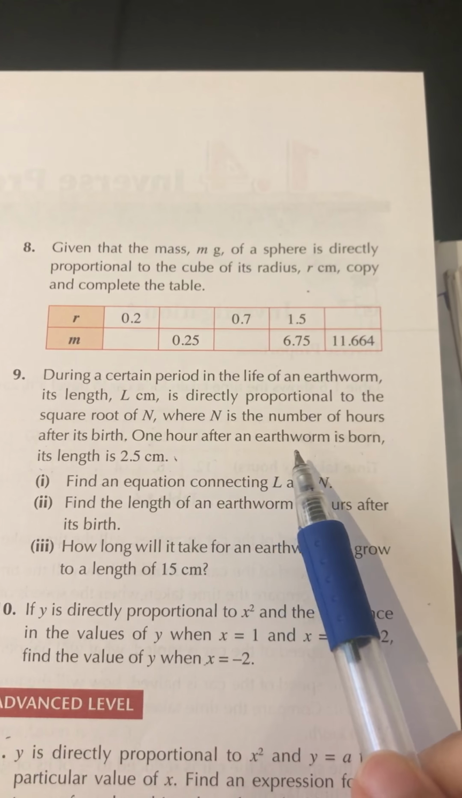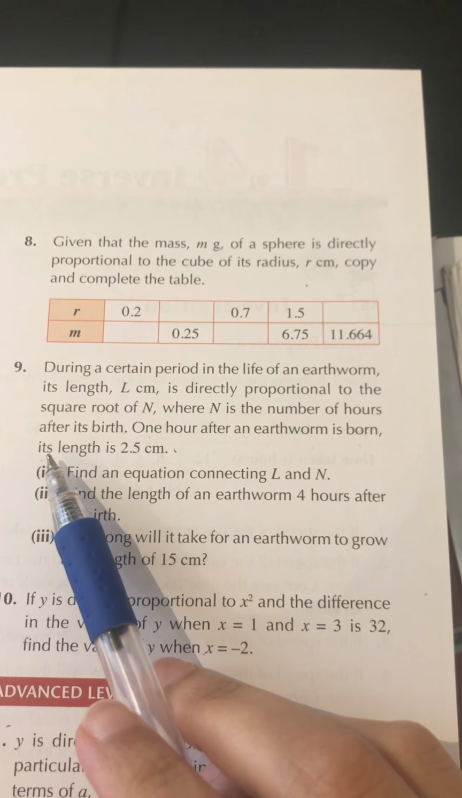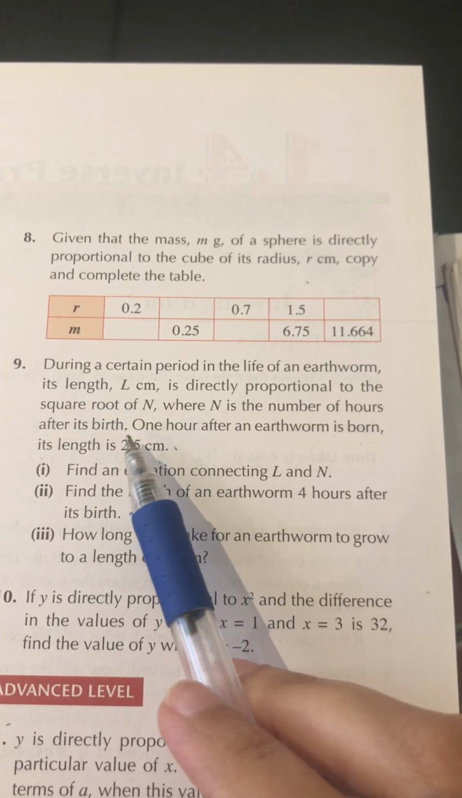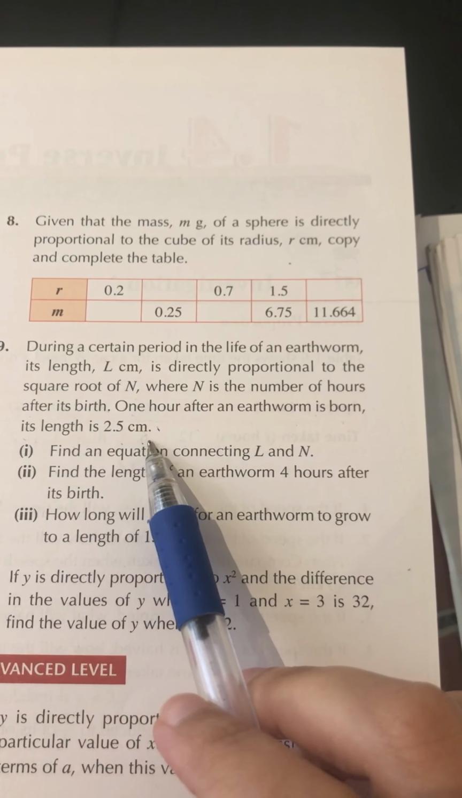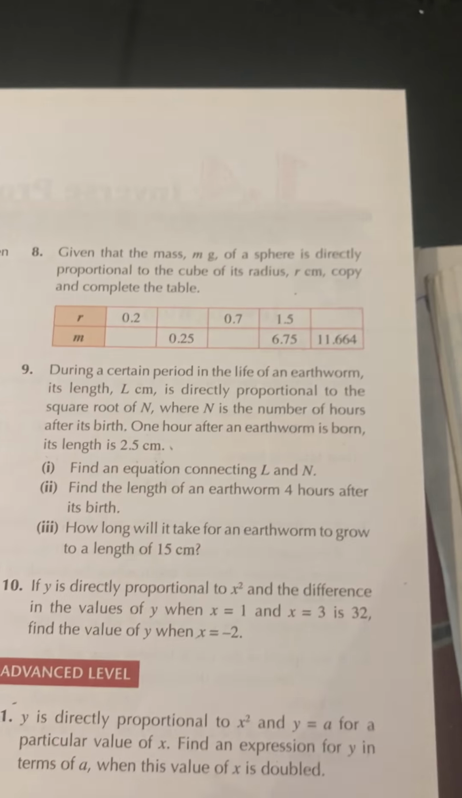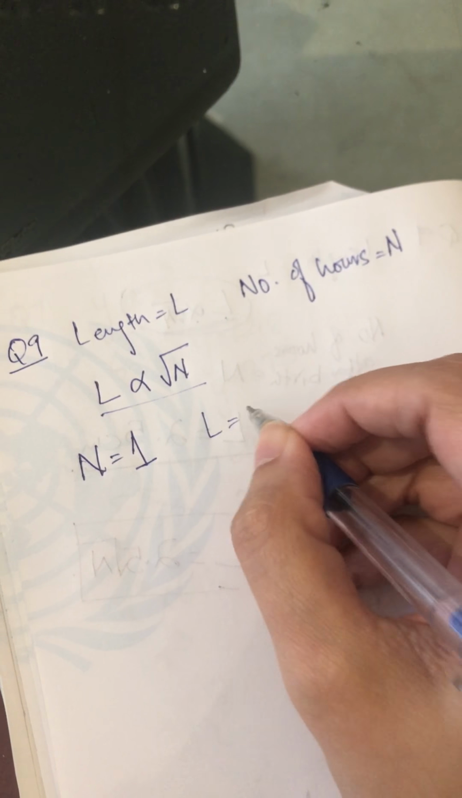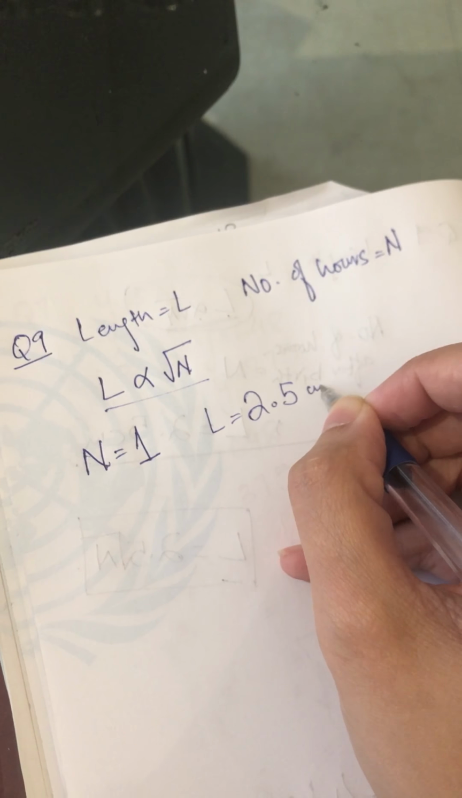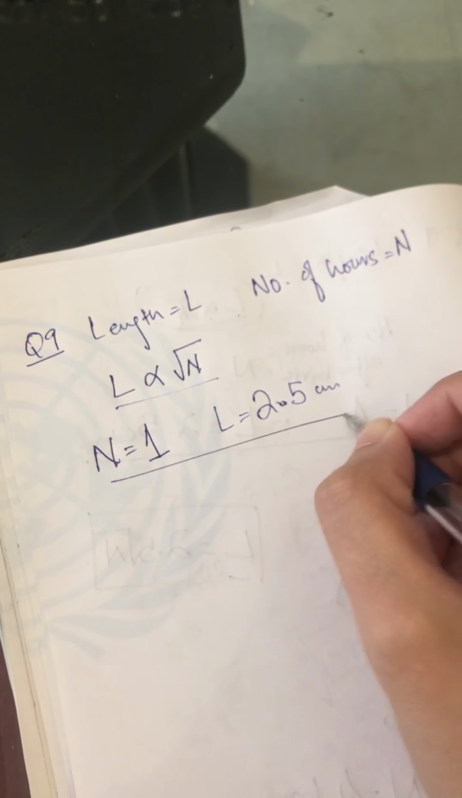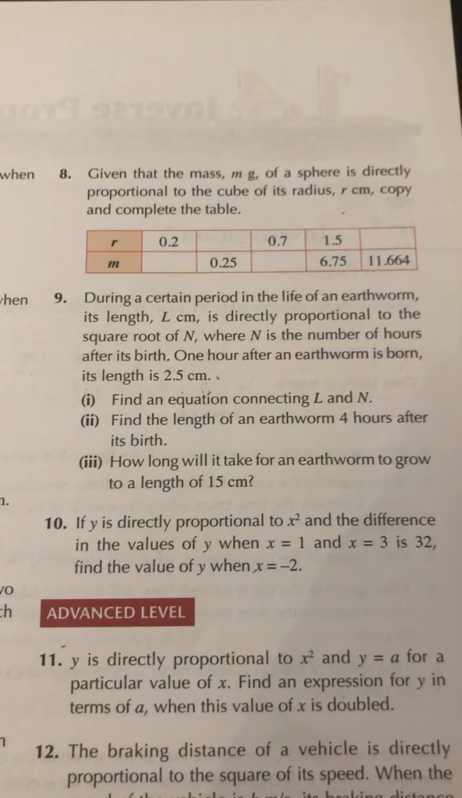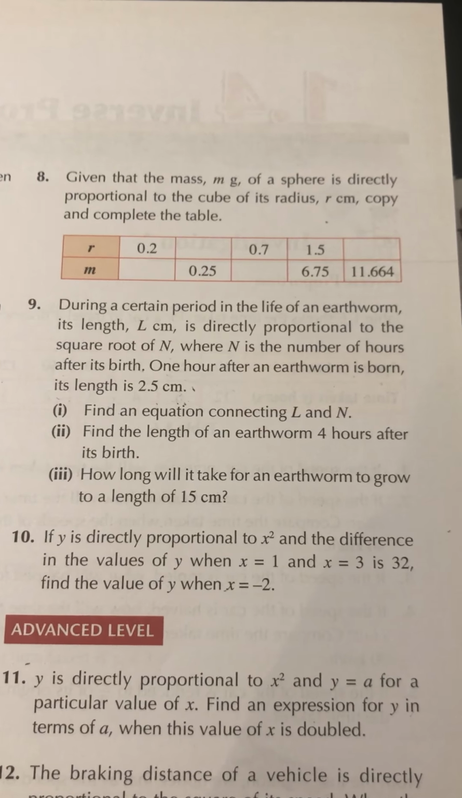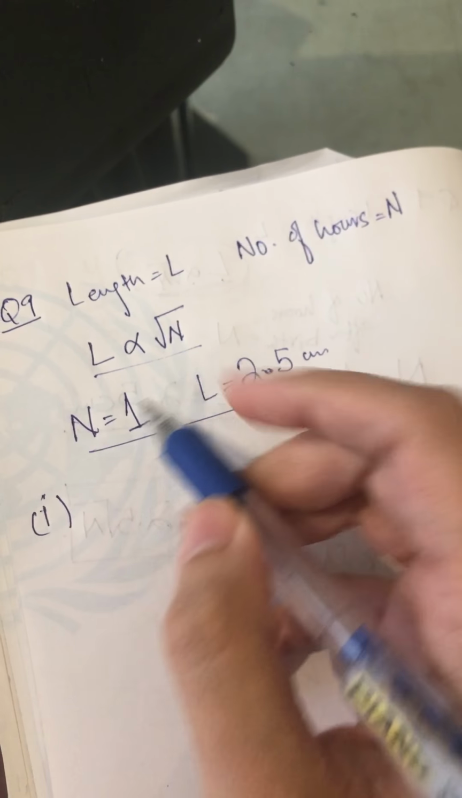1 hour after an earthworm is born, its length is 2.5 centimeters. So this over here is the data that we have. When n is equal to 1, after 1 hour of its birth, the length is 2.5 centimeters. So the first part is find an equation connecting L and n. So we will start from here.